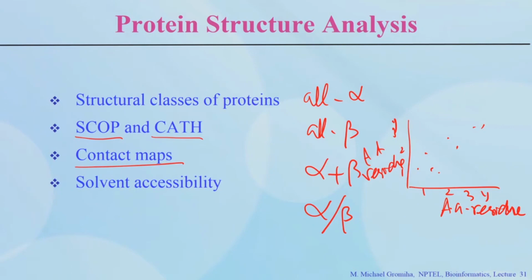Then this is a 3D representation converted to 2D graphs. You can easily see which residues are close to each other in the 3D structures based on this graph. Then what is solvent accessibility?